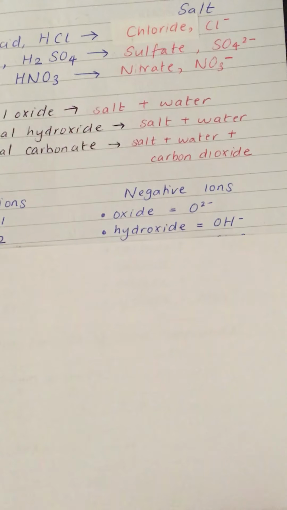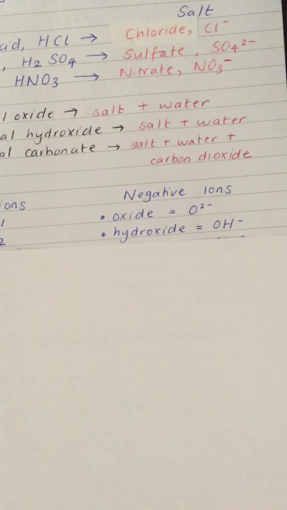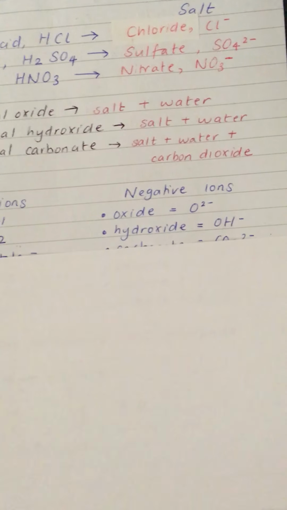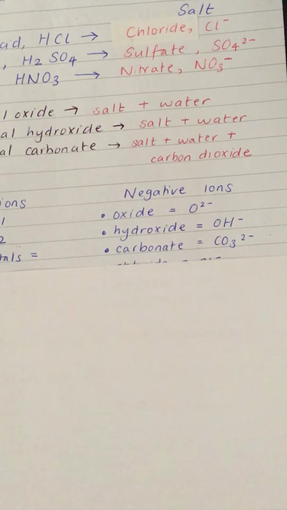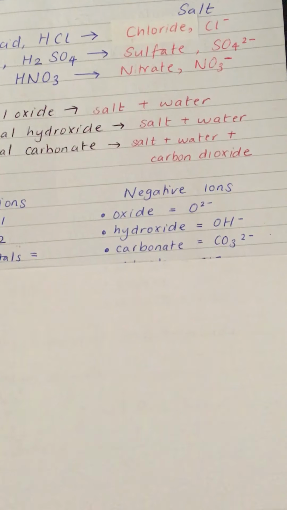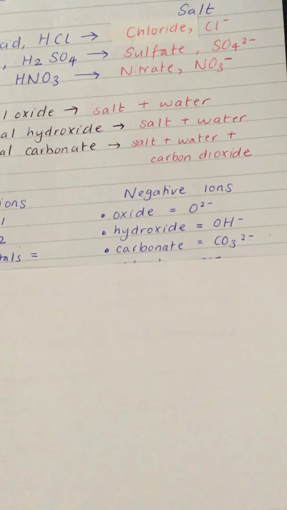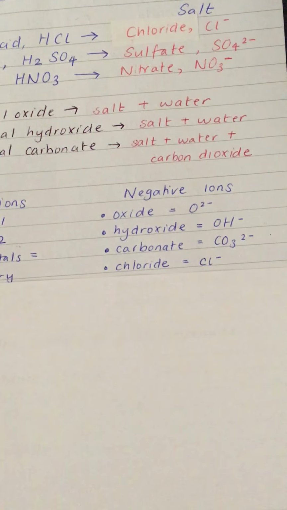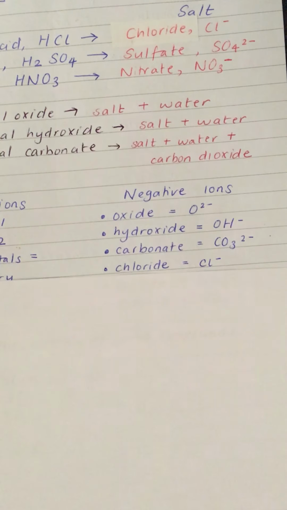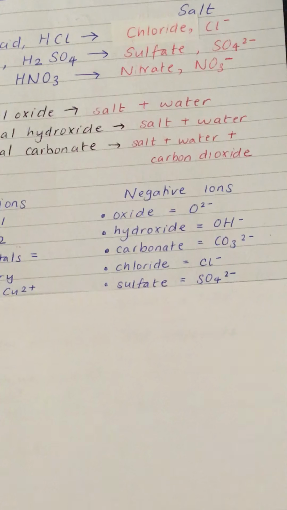Hydroxides have a single charge, a -1 charge. A hydroxide ion is oxygen, hydrogen. Carbonates have an overall charge of -2. We've got 1 carbon atom bonded to 3 oxygens. Chloride, simple, group 7, gains 1 electron, so Cl-.